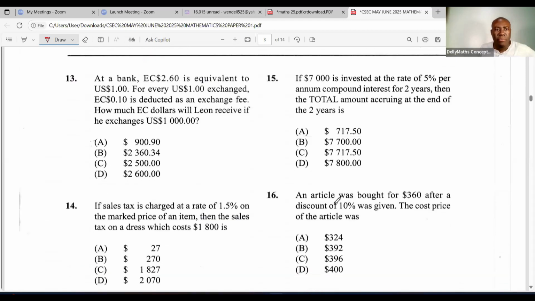So we're moving forward. All right, so at a bank, $2.60. This is a repeat question. The exact question is a repeat. For every $1 we made this. So the answer for this one is 2005. Right?